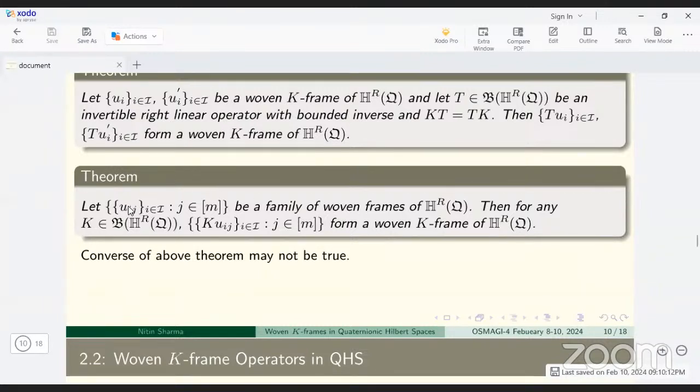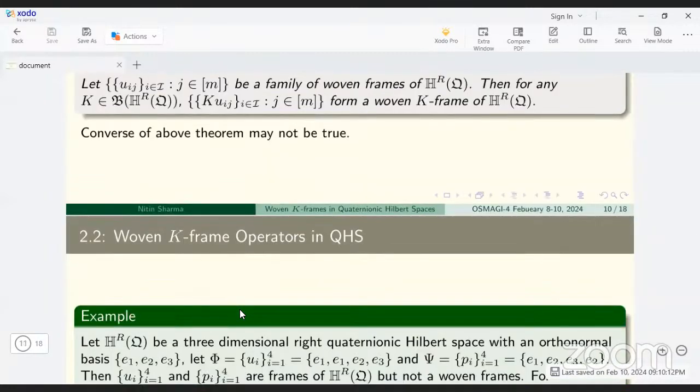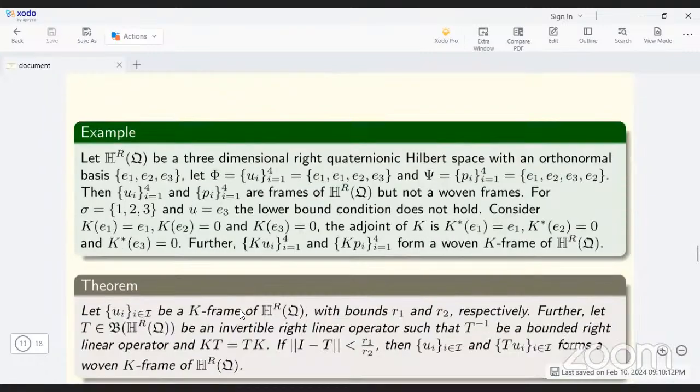Okay? We have taken the family of Bowen frames. Then for any bounded linear operator, we have proved that the bounded image of these Bowen frames forms Bowen K-frames, but the converse may not be true. That is, if a frame under a bounded linear operator forms a Bowen K-frame, we cannot say it forms a Bowen frame also, and this is the example.